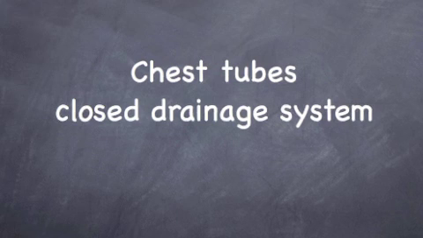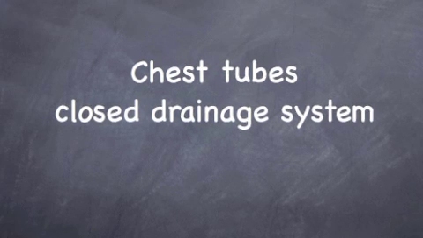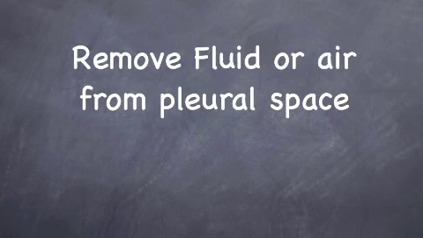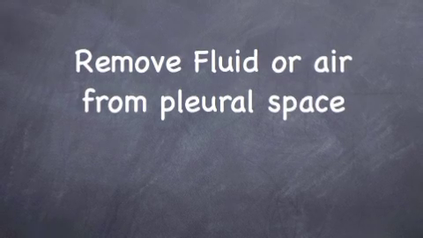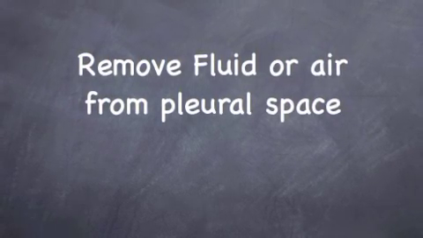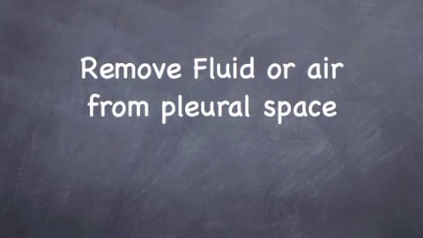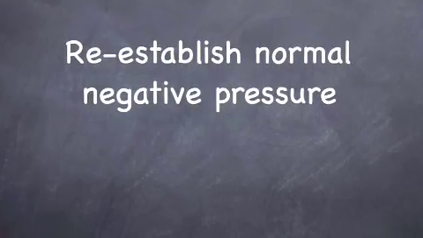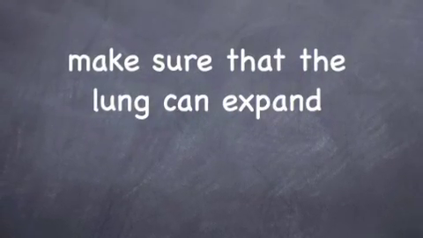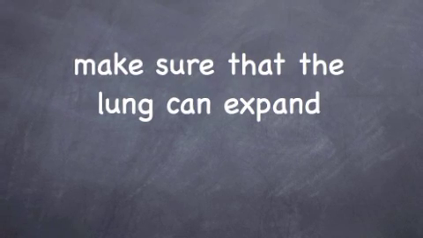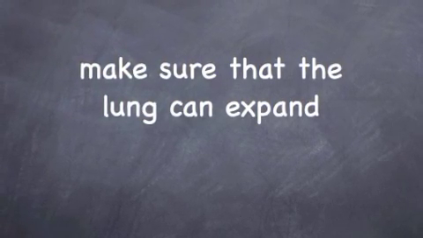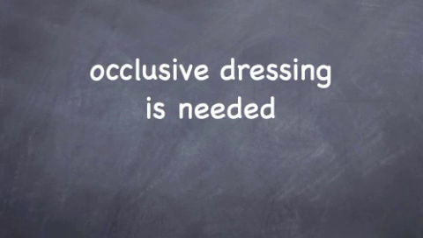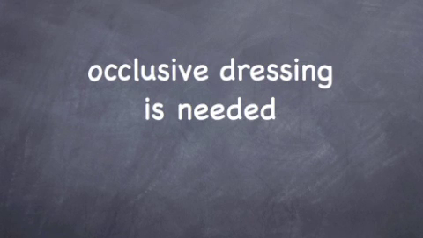It doesn't matter what type you use because they're all different in different institutions, but the principle is the same. We use it to either remove fluid or air from the pleural space. That's the reason that a chest tube is inserted. We also know that we need to reestablish that normal negative pressure in the pleural space and to make sure that the lung can expand. And those are the 3 most important reasons that we put in a chest tube. Now, the occlusive dressing that's put on and the tube in and of itself, when it stays in place, actually prevents air from going back in, or air reflux from going back into the lung and changing that pressure.